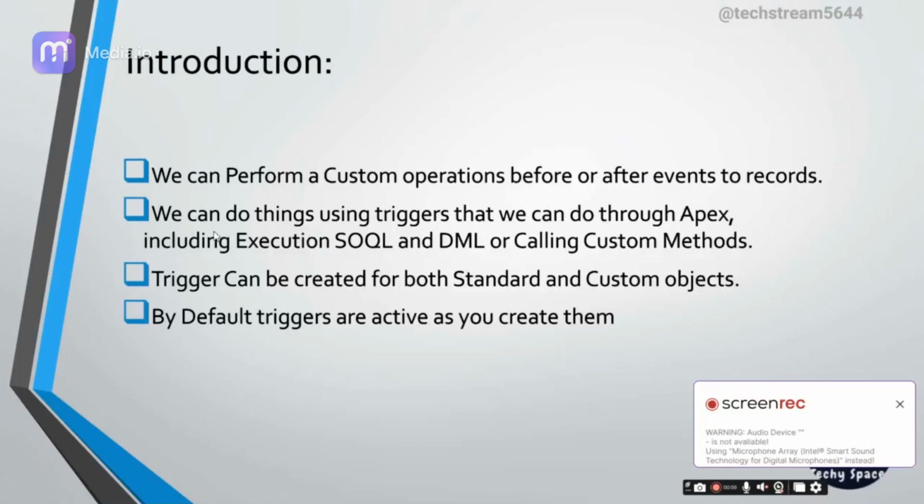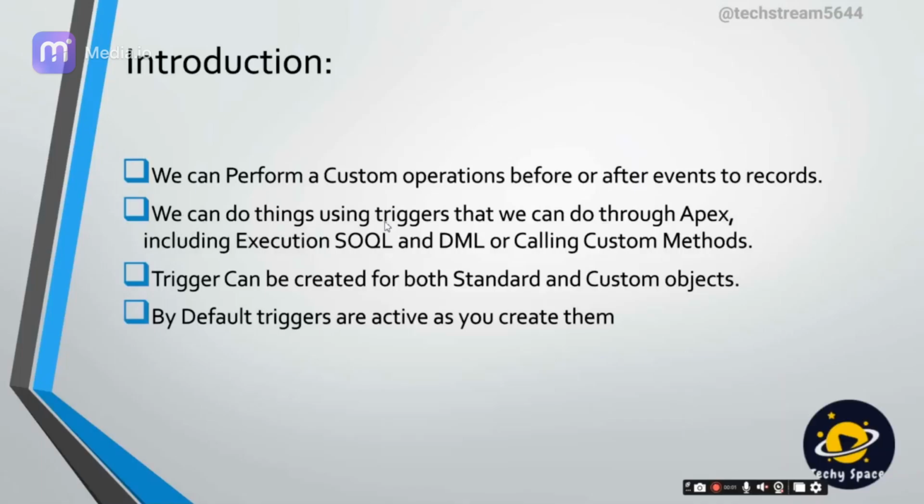The second point says that we can do things using triggers that we can do through Apex, including executing SOQL queries and DML operations or calling custom methods. With the help of Apex, we can do these operations in triggers. SOQL is nothing but Salesforce Object Query Language, and DML is data manipulation language.